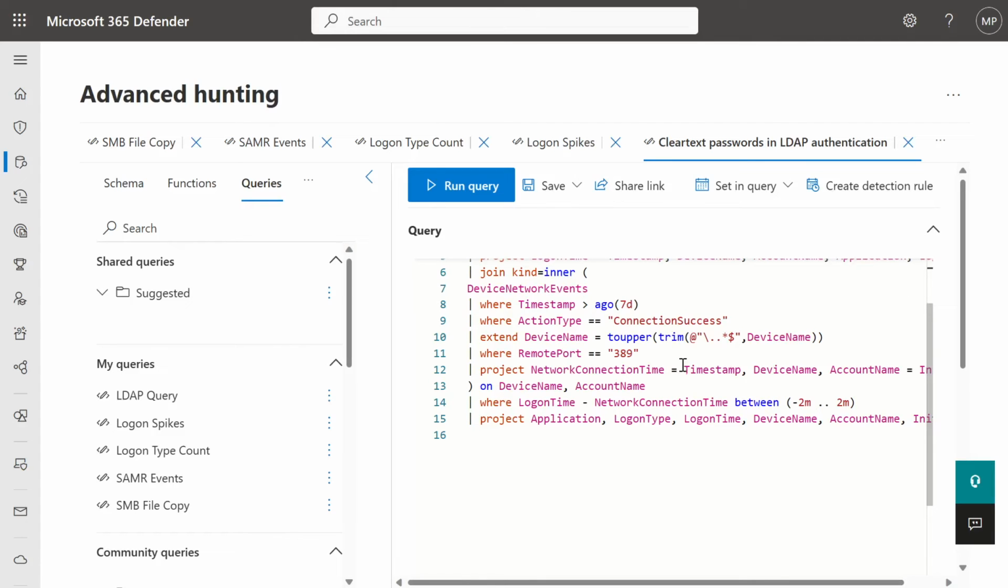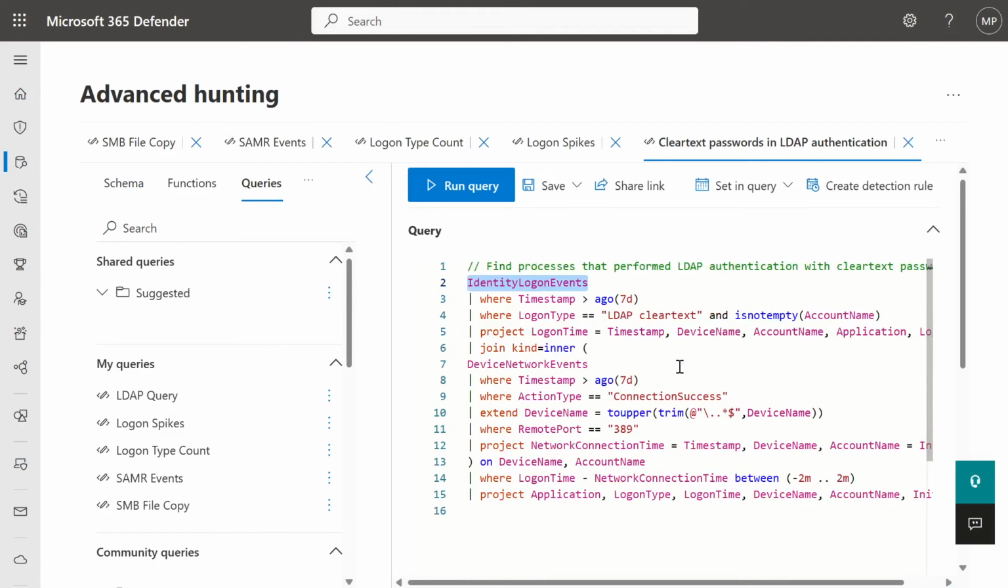So let's say that I have an attacker that was sniffing the packets between the domain controller and the endpoint. He can find out the password easily because they are not encrypted and they are going through an unauthenticated LDAP authentication, which has the password in clear text. This is a prime example of something that can be found thanks to the integration of identity logon activities and the device network events from MDE.